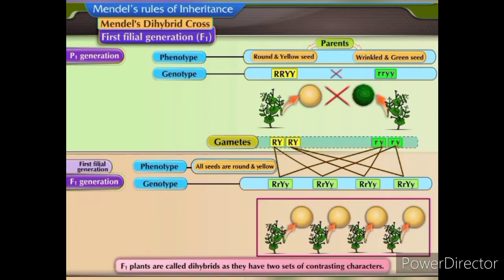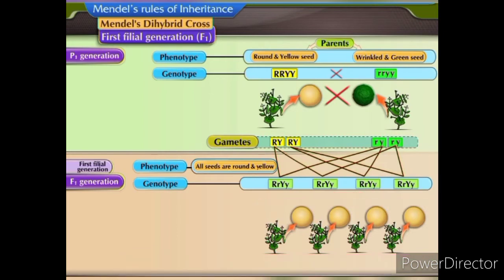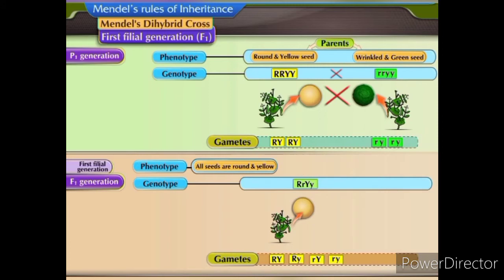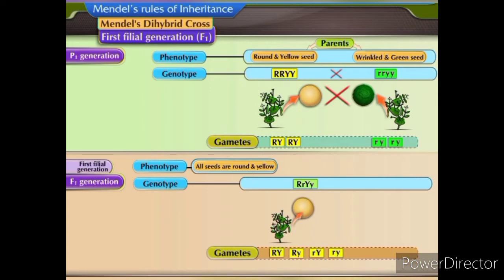All these F1 plants are called dihybrids as they have two sets of contrasting characters and have the genotype RrYy. The F1 plants produce four types of gametes during gamete formation. These are RY, Ry, rY, and ry respectively. On the other hand, parental plants P1 produced only two types of gametes, RY and ry.